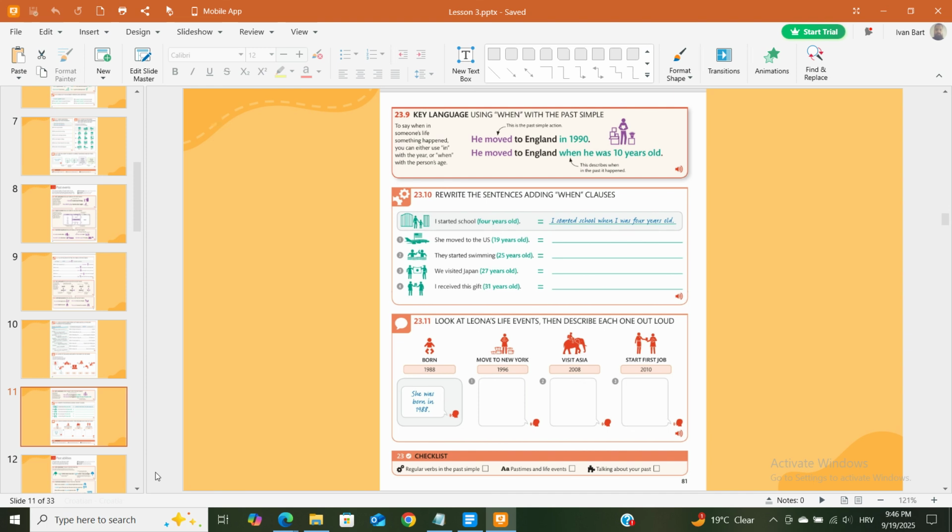23.10 Rewrite the sentences adding when clauses. I started school when I was 4 years old. She moved to the US when she was 19 years old. They started swimming when they were 25 years old. We visited Japan when we were 27 years old. I received this gift when I was 31 years old.